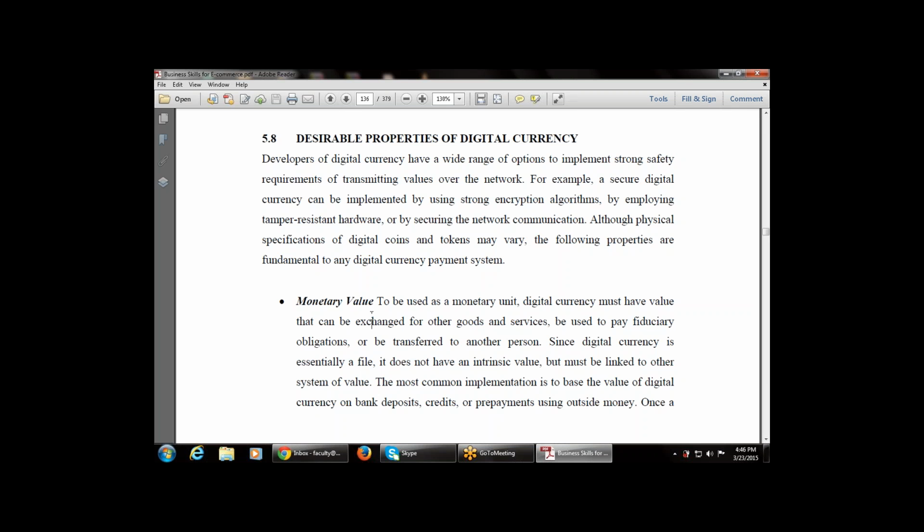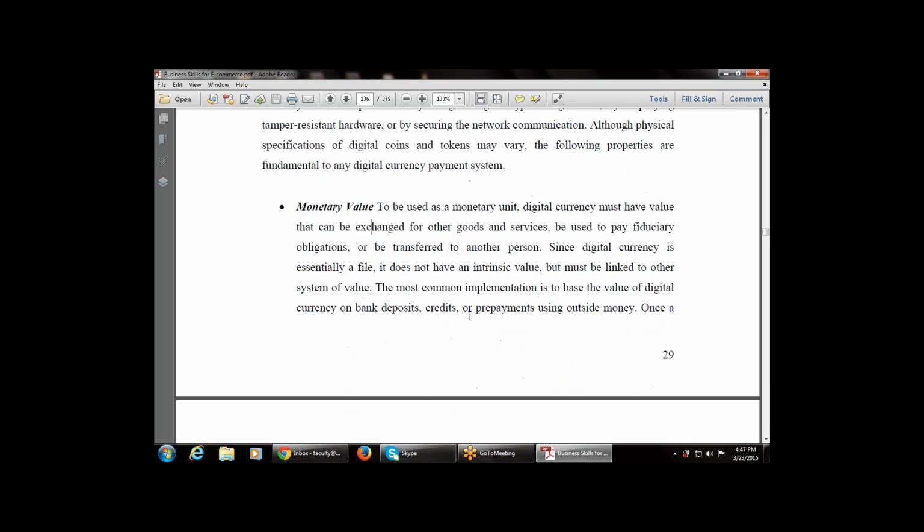Since digital currency is essentially a file, it does not have any intrinsic value but must be linked to another system of value. The most common implementation is to base the value of digital currency on bank deposits, credits or prepayment using outside currency.